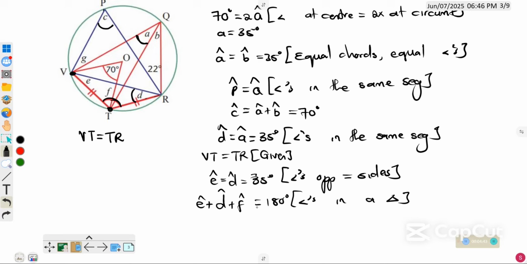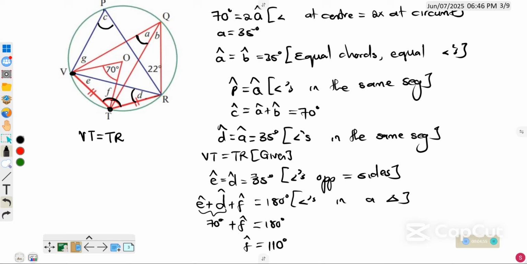So once we have that, we should be good, because we have E and D to be equal to each other. In fact, both of them are 35, which means combined they are 70 degrees, plus angle F, which is 180 degrees. So angle F is going to be 180 minus 70, which is 110 degrees.